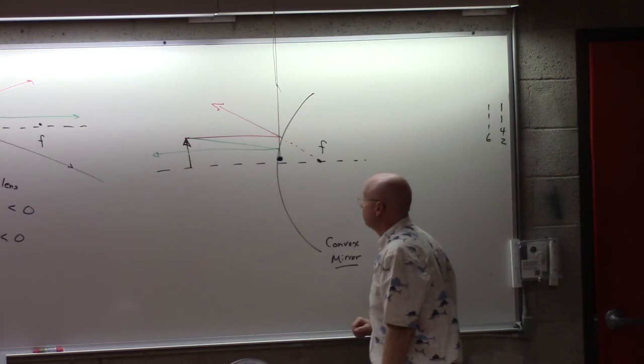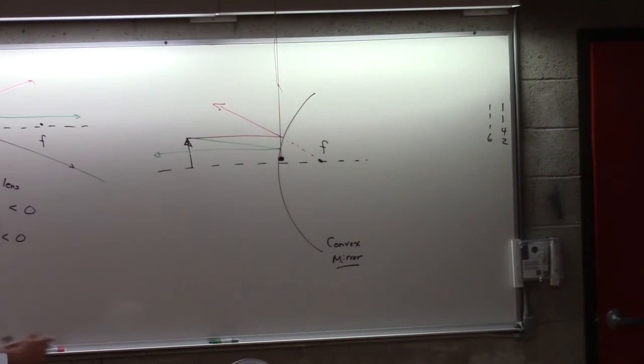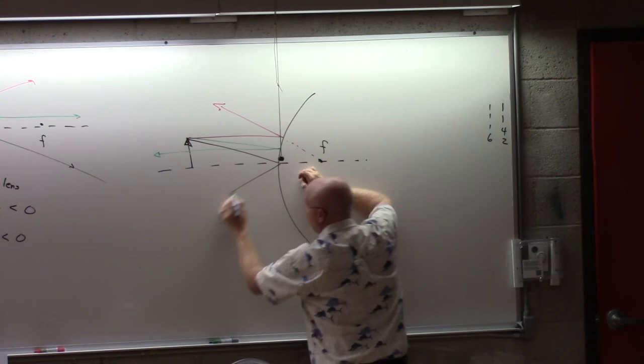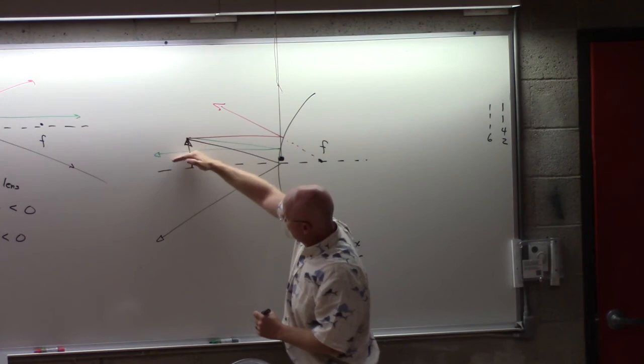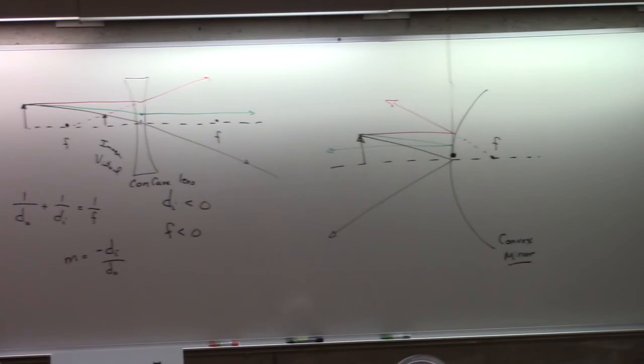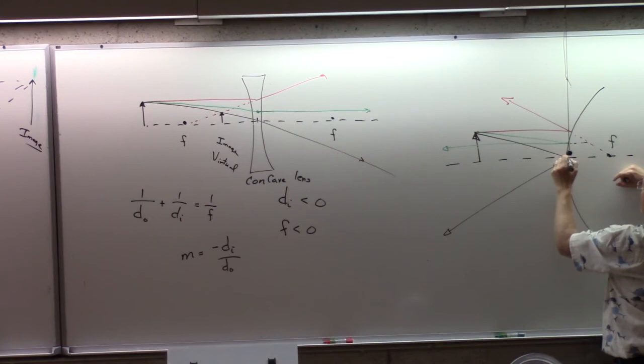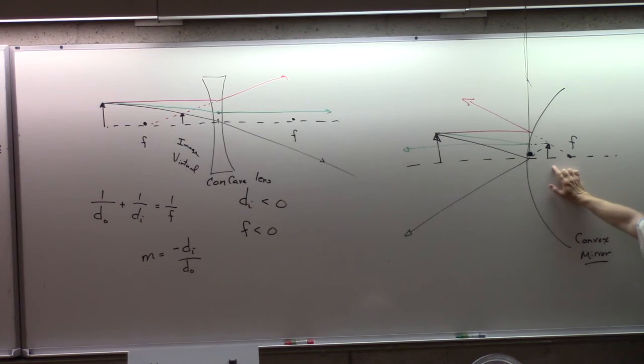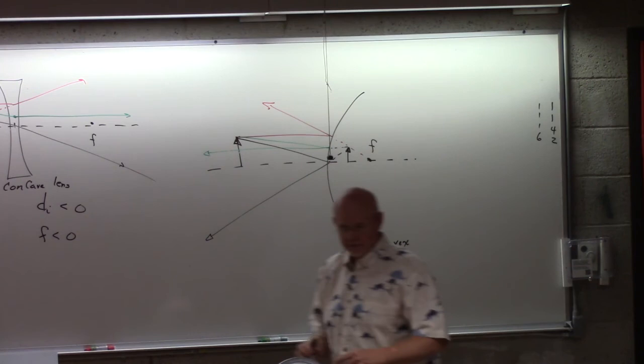And the black one is the one that is just kind of undeviated. What your author calls ray number two will bounce off and go this way. But again, hopefully you can see that this red, green, and black one never meet up. This is going to give you a virtual image. And so it will appear to have come from, and appear, here it is, to be coming from right here. And so this will make a smaller, right side up image.